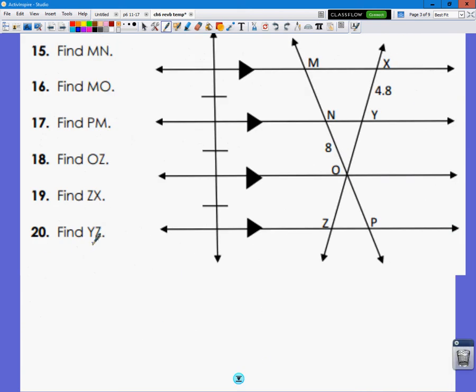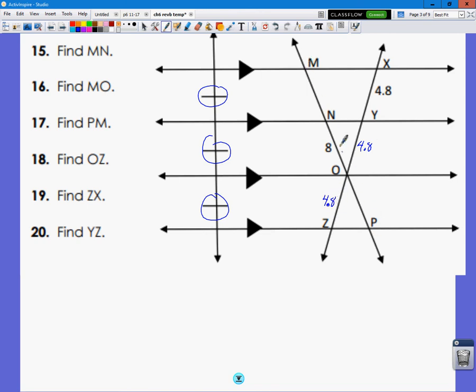15 through 20, any of these should be a gift. 3 or more parallel lines cut by a transversal. If it cuts the transversal into equal pieces, it cuts every transversal into equal pieces. So on XZ, it cut that segment into 4.8. Every segment between those parallel lines will be 4.8.